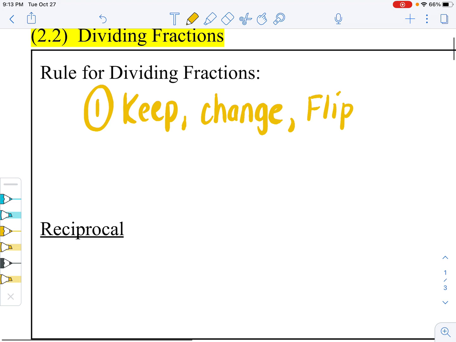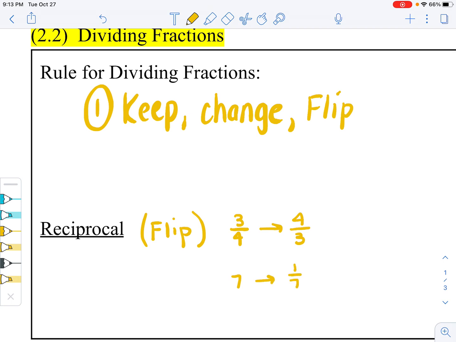So the one thing we need to talk about is the reciprocal. And reciprocal is fancy for flip. So if I have 3 over 4, the reciprocal of 3 over 4 is 4 over 3. If I had the number 7, the reciprocal of 7 is 1 over 7. That's because 7 is really 7 over 1. So the flip of 7 over 1 is 1 over 7.